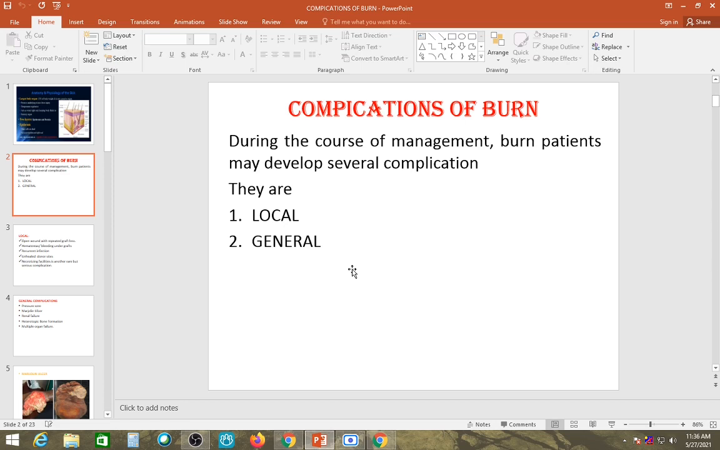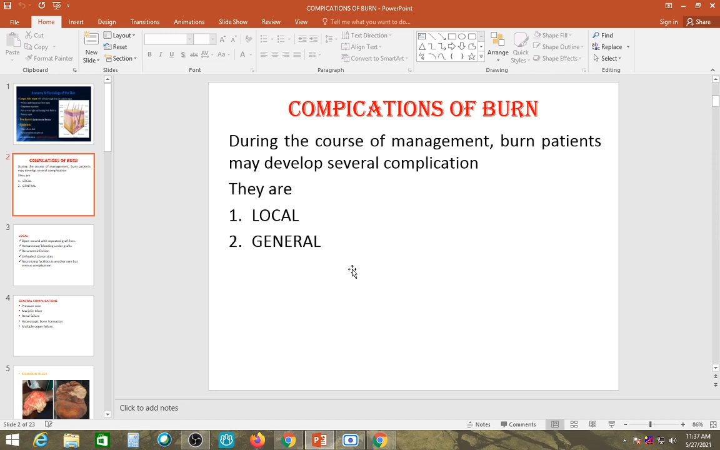Because of the metabolic changes, it may affect the kidney or lungs or the heart. So that's why it's a very important complication of burn. If we have the concept that because of the burn, patients may develop these kinds of problems, we can take up the case very soon and be in alert mode. So during the course of management of burn, patients may develop severe complications.